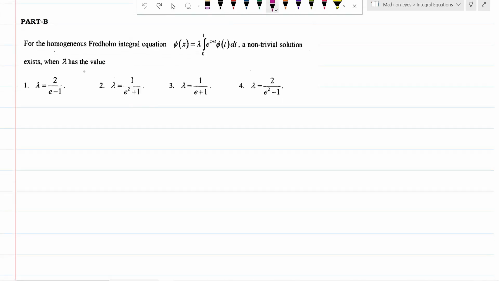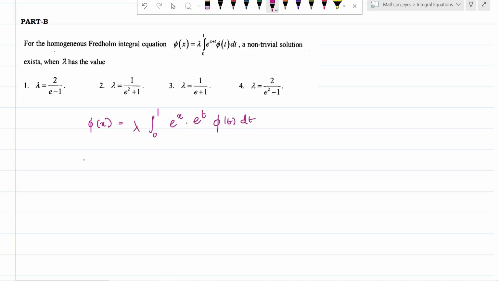First question: for the homogeneous Fredholm integral equation, phi of x is equal to lambda times the integral from 0 to 1 of e to the power x plus t phi of t dt, a non-trivial solution exists when lambda has the value. We need to find the value of lambda. It's a direct question. So phi of x is equal to lambda times the integral from 0 to 1 of e to the power x, e to the power t, into phi of t dt.